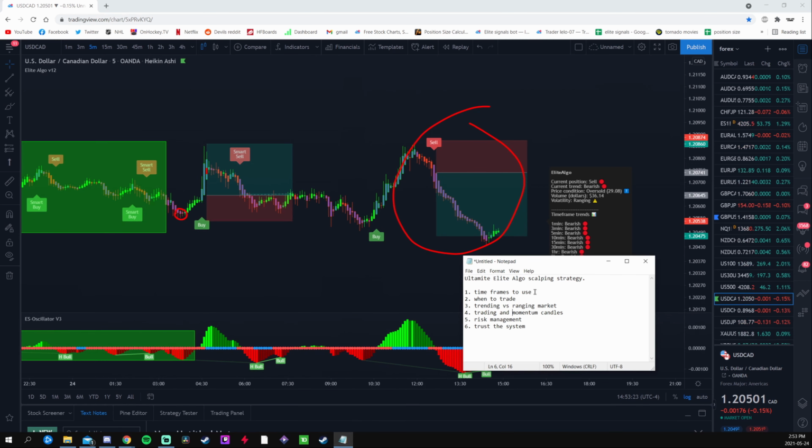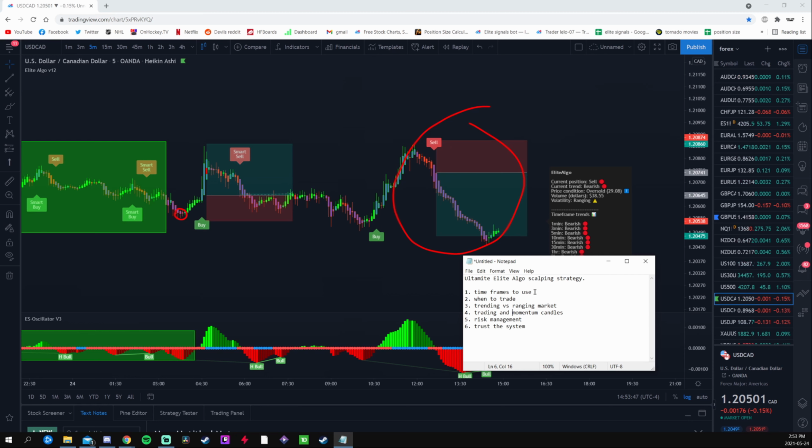Now let's talk about risk management. So this is also very important. You only want to be risking 1 to 3% of your account per trade when you're doing scalping. Okay, guys. The goal in scalping is to take multiple small trades that add up over time. And if you're consistently winning your trades, which you should be doing if you're using Elite Algo, then you are going to be making a nice profit in the long run.